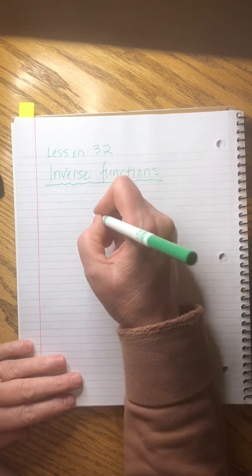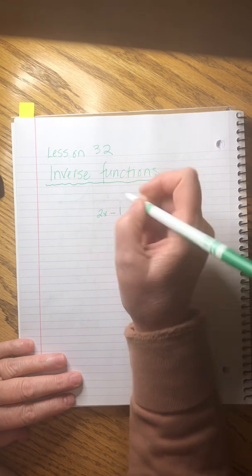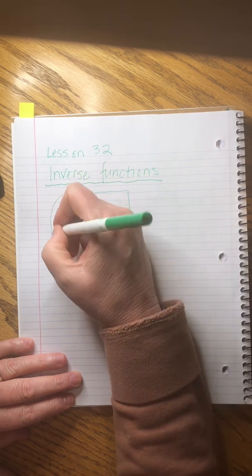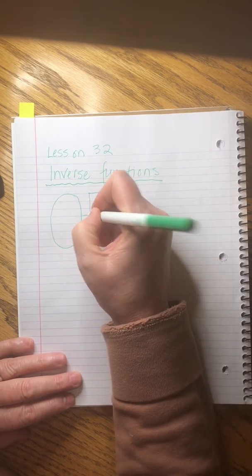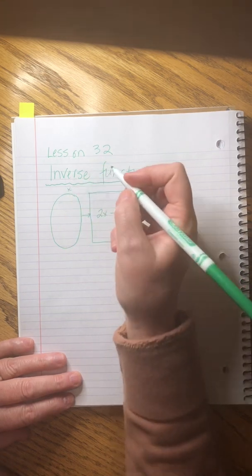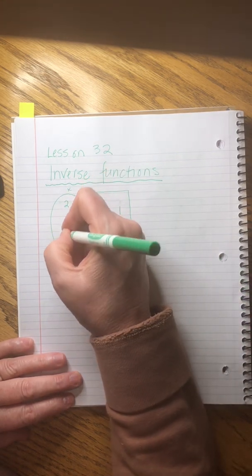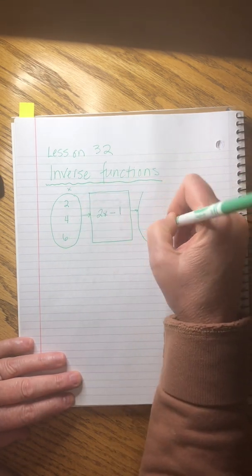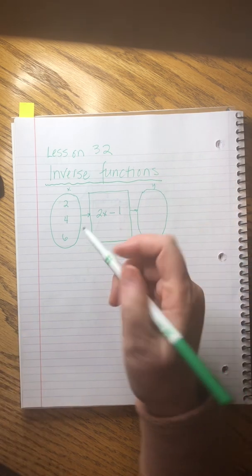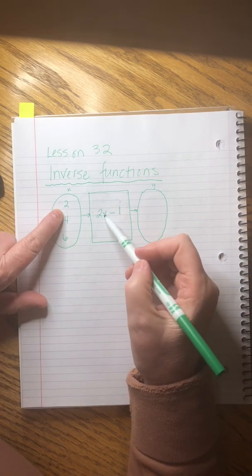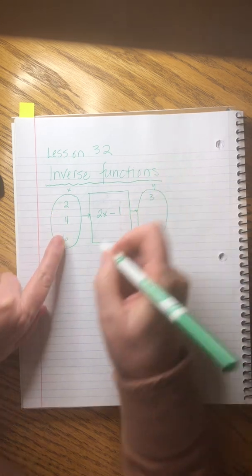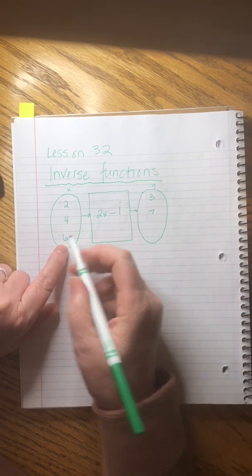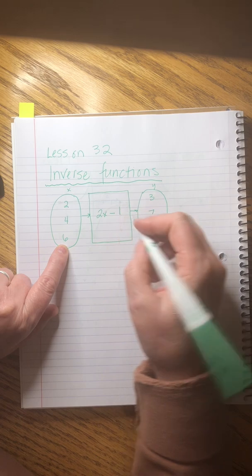Let's say that we have a function, 2x minus 1, and we're going to put some values into that function. Let's say that we choose for our independent variable x 2, 4, and 6. This is our domain, right? And then we would generate a range. Let's calculate them. 2 into this would be 4 minus 1 is 3. 4 into this would be 8 minus 1 is 7. 12 minus 1 is 11.